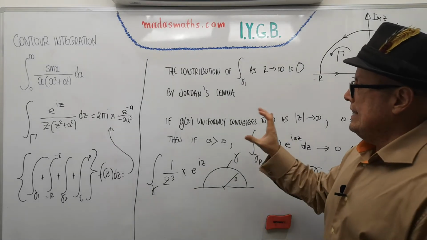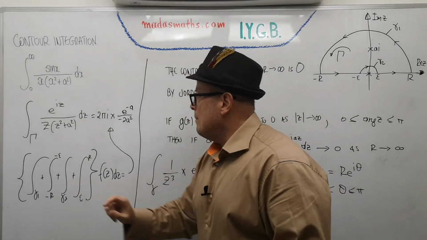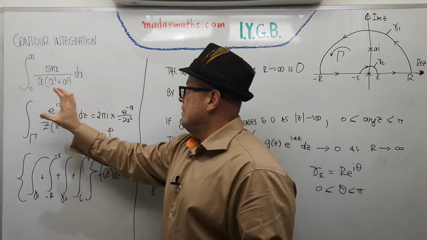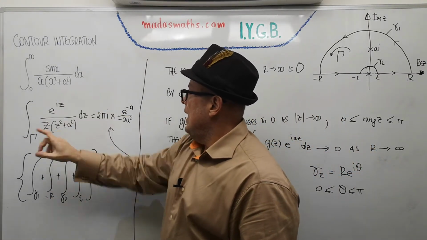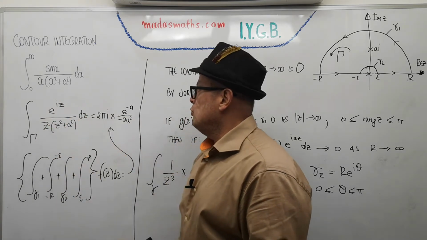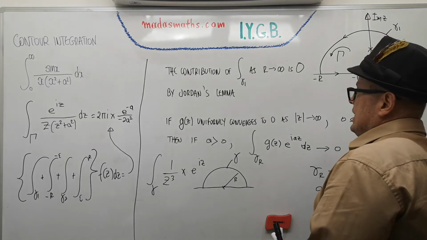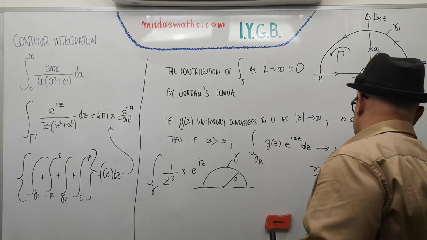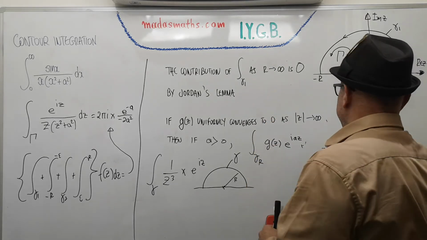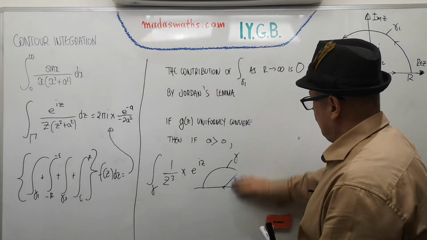So for this particular case, it does apply, because on gamma 1, we have, of course, e to the iz, which has a positive constant there, and this is of something that will go to 0 as the modulus of z goes to infinity, and therefore the contribution of gamma 1 is 0 in its limiting case. Okay, nothing else to say.